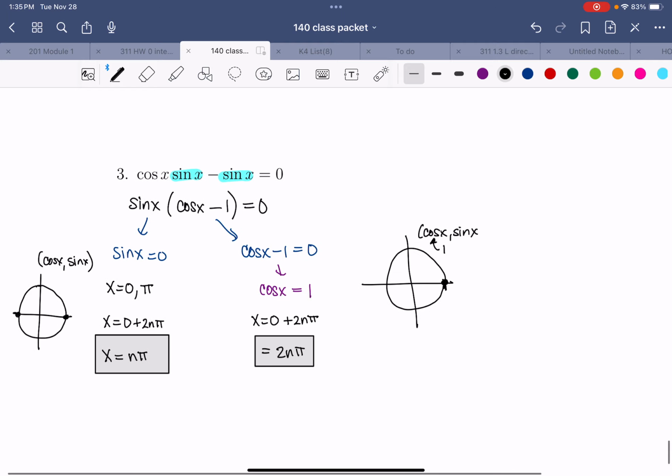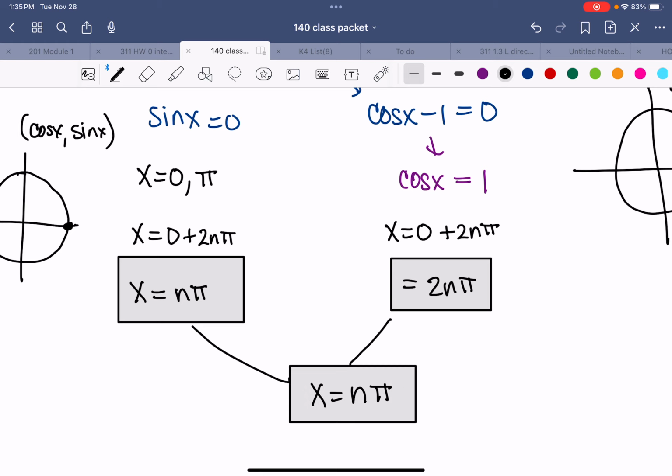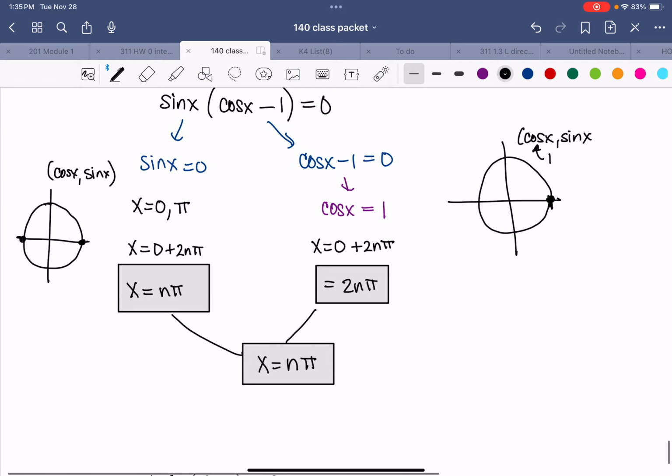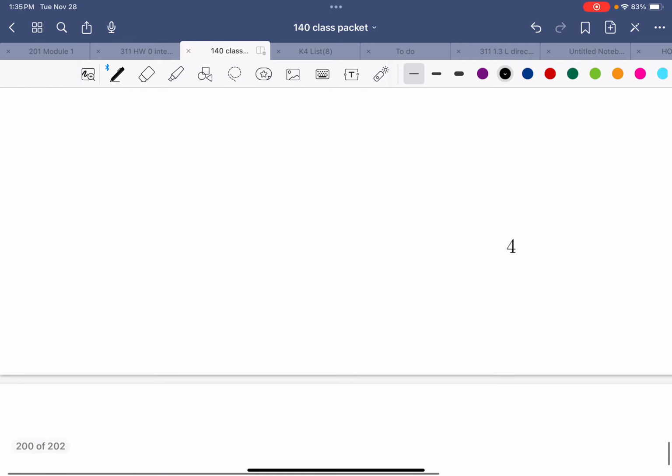And there we go. So we have n pi and 2n pi, but if you're already going every n pi, then 2n pi is kind of redundant. So to put these two together, we would just say that x is n times pi, because that covers both situations. And that covers all of them.